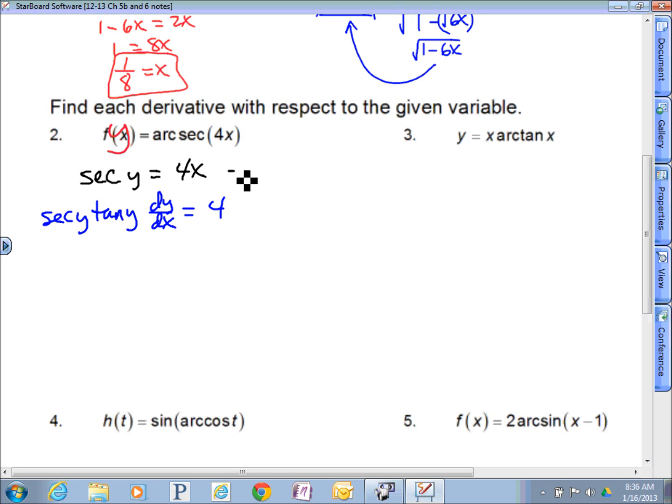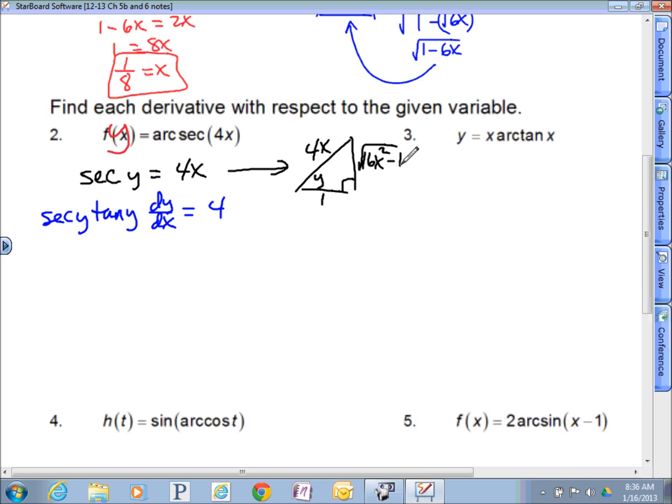Standardized test answers are all going to be in terms of x in a problem like this. So what I need is a reference triangle. Secant of y. Secant is 4x, so that means my hypotenuse is 4x, my adjacent is 1, and my third side is the square root of 16x squared minus 1. There's my triangle. Can we express the secant and the tangent of that y?